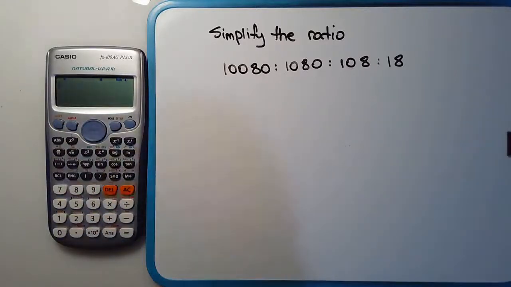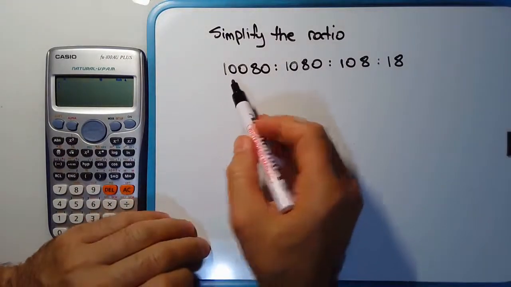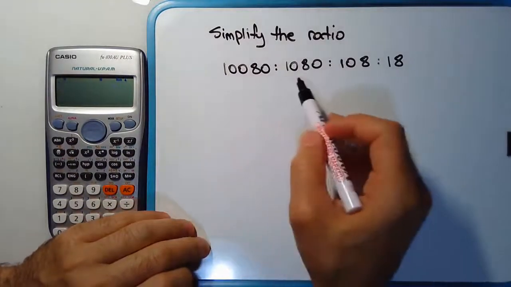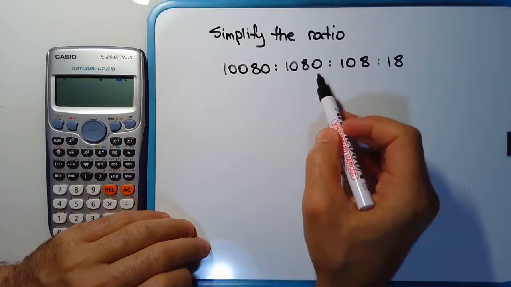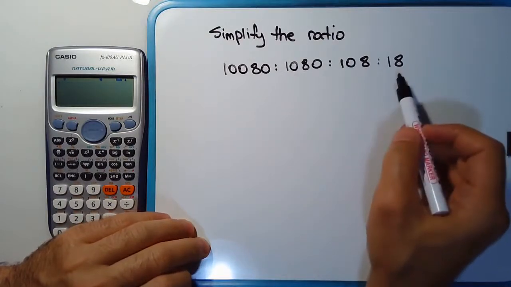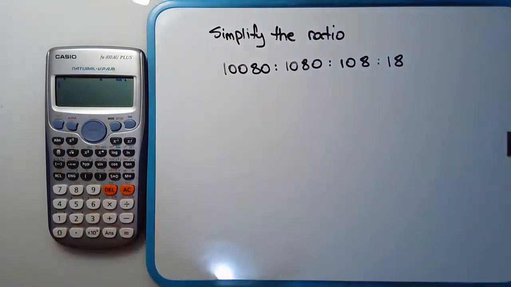Let's have a look at simplifying this ratio that involves 4 terms. So the terms are 10,080 to 1,080 to 108 to 18. So this is one where using the fraction button on the calculator or that little shortcut, you might struggle with that perhaps, but there is another function on the calculator that's very useful. Let's have a look at this.